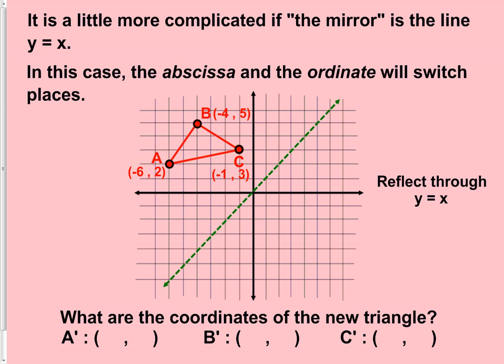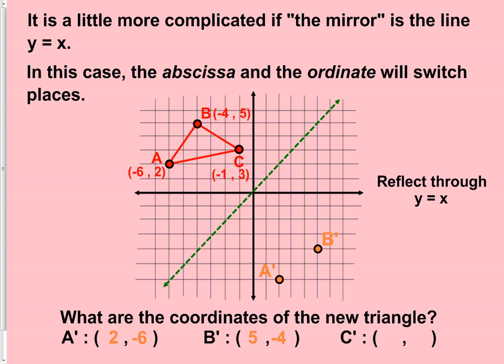Okay, so that being the case, let's have a look. If A is currently at -6, 2, and we're going to switch those in order to end up with A prime, then A prime is going to exist at 2, -6. And there's where A prime is going to exist in the graph. B exists at -4, 5, and since we're reflecting through the line y equals x, we're going to switch the x and the y value, and we get 5 and -4. And there's point B prime.